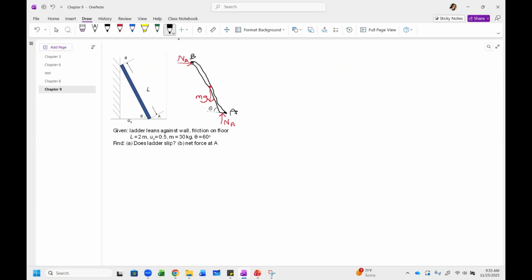So if this ladder is trying to slide down the wall, B is trying to move down. It's not a force, it's just a velocity. There's no friction on the wall, B. B is trying to move down, which means A is going to try to move to the right. And the friction on the ground has to oppose that motion. So we'll draw in our friction force pointing to the left.